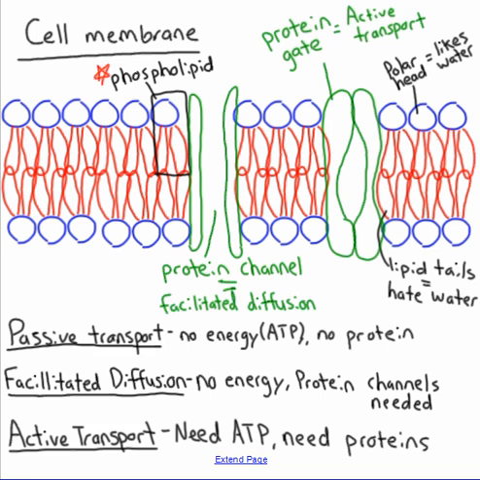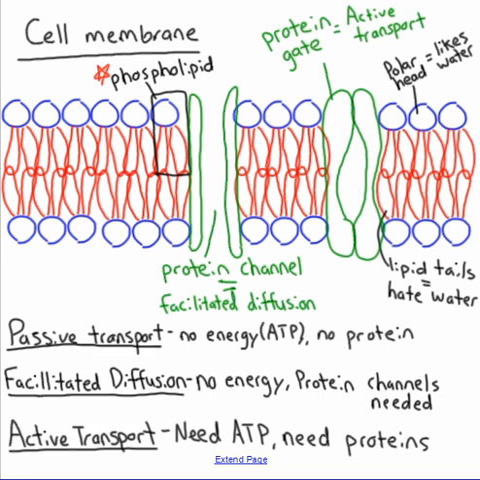Water cannot move across the lipid tails. The lipids hate water, so the water can't move across. The water needs channels called aquaporins, and the water moves from high concentration to low concentration. And that process is called osmosis. So it's facilitated diffusion because no energy is required, but protein channels are needed for the water to move across.